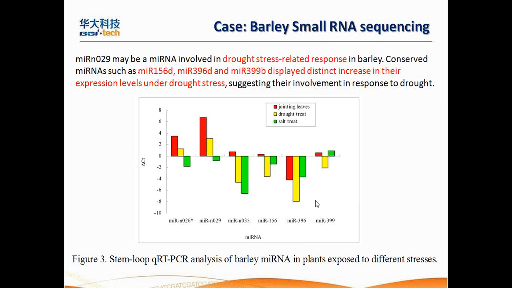found this 3 is 156 and 396 and this 399. They increase expression level under drought stress, suggesting they are involved in this response to the drought. So this is what they did from the small RNA sequencing of barley.